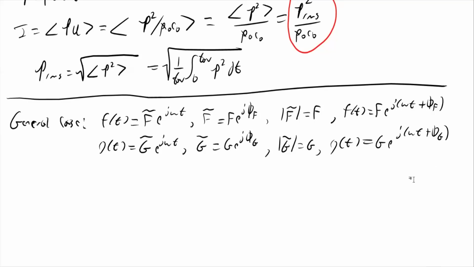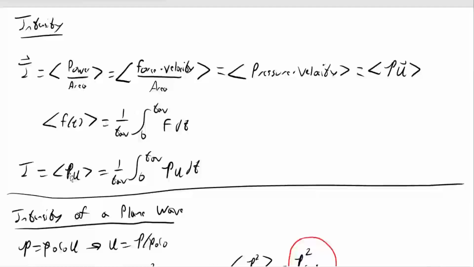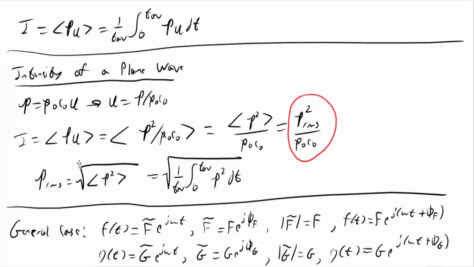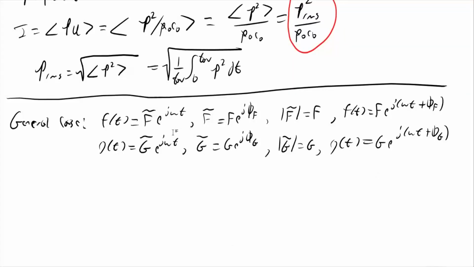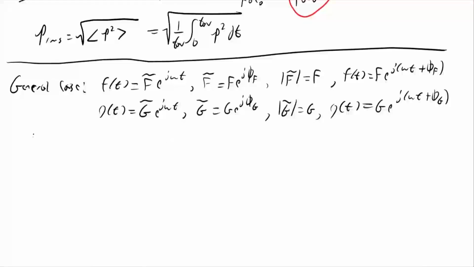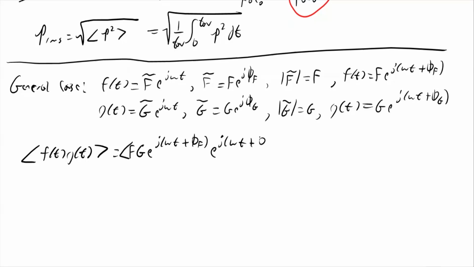Now, if you recall, intensity is the time average of pressure times particle velocity. We're just considering two arbitrary functions here, which we will eventually call pressure and particle velocity. But for right now, just two arbitrary functions, and we want to find the time average of F and G. Okay, well, we can simply plug that in. Well, we have the time average of F times G e to the j omega t plus phi f, e to the j omega t plus phi g.